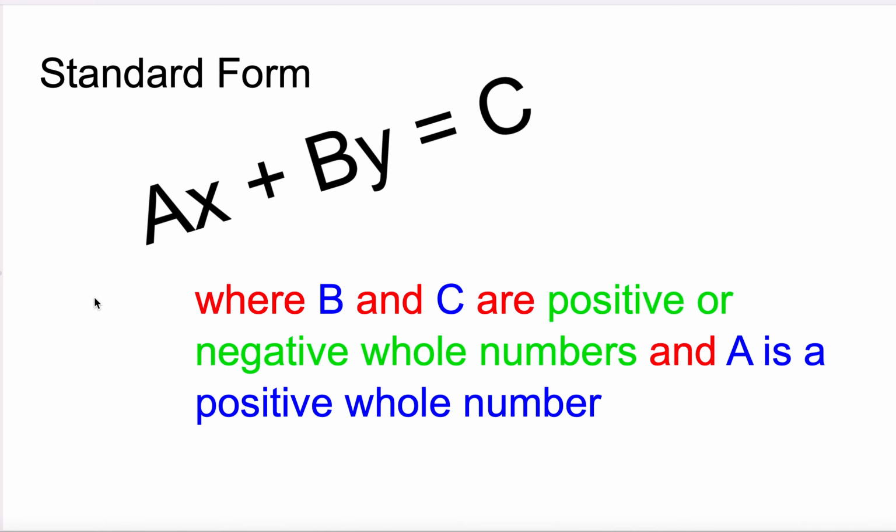All right, just a reminder of what standard form is. It's ax plus by equals c, where b and c have to be positive or negative whole numbers, and a has to be a positive whole number. So no fractions in there. Unlike slope-intercept form, you can't have any fractions in standard form.